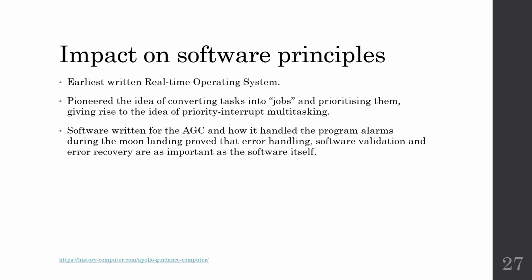Impact on software principles. The code written for AGC is the earliest written real-time operating system. The software engineers behind AGC pioneered the idea of converting tasks into jobs and prioritizing them. This gave rise to the idea of priority interrupt multitasking. The software written for AGC and the way it handled program alarms during the moon landing proved to all of us that error handling, exception handling, and software validation are as important as the code we write.